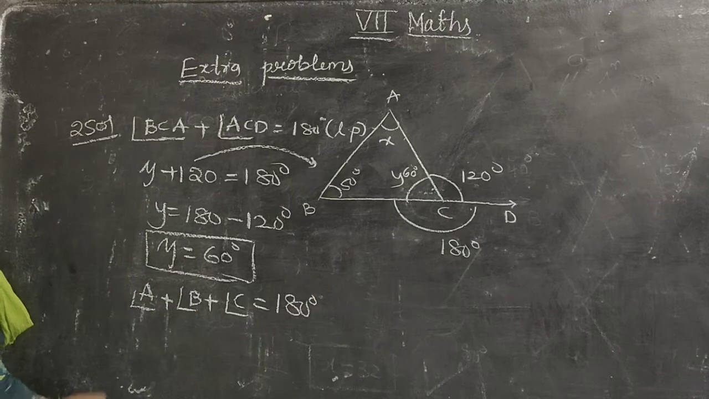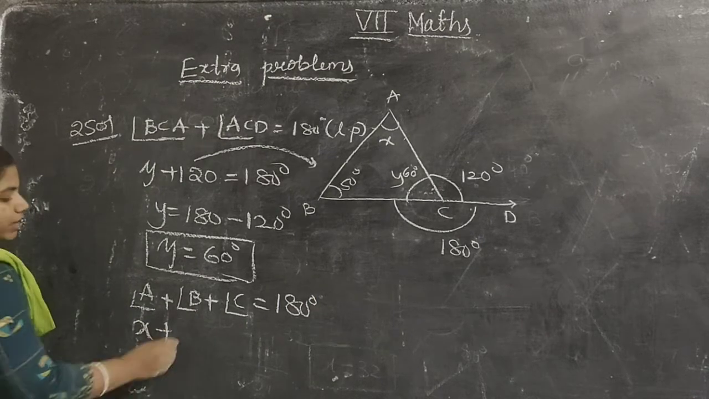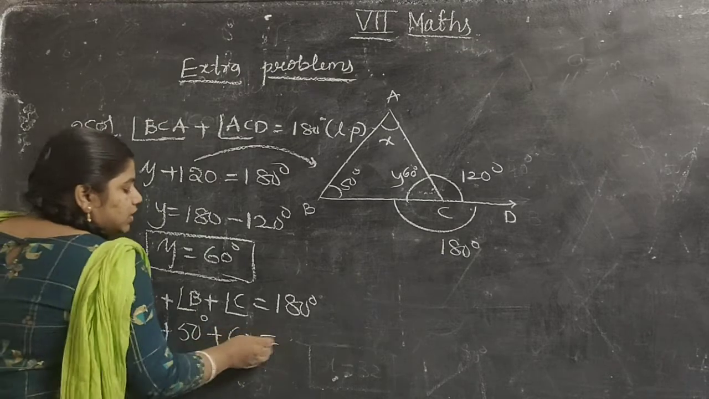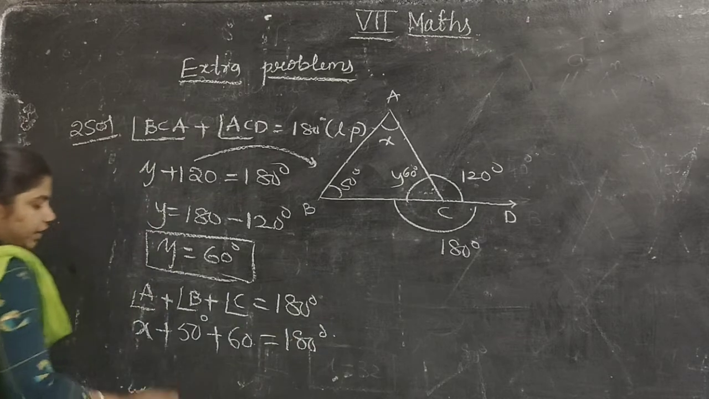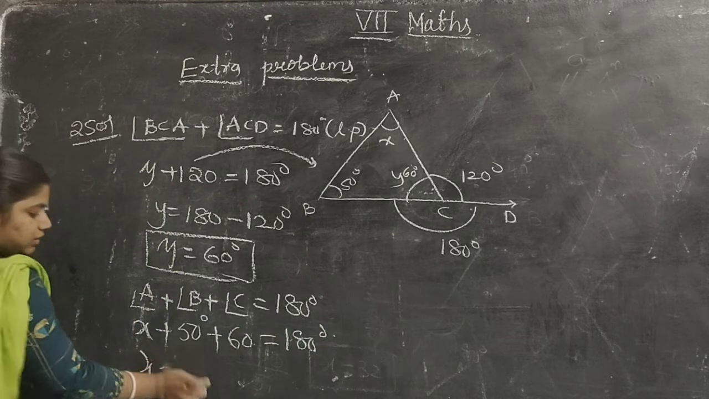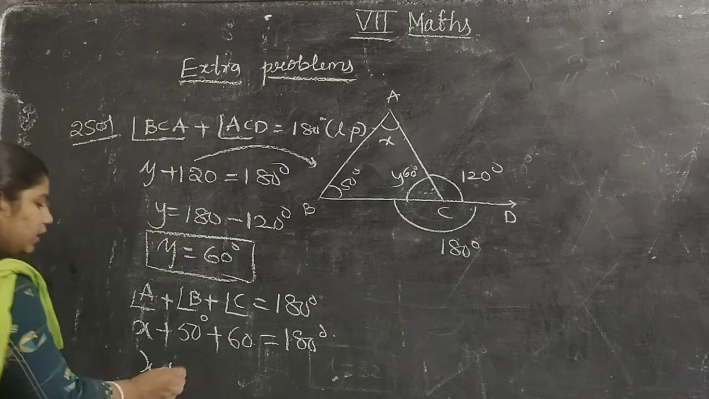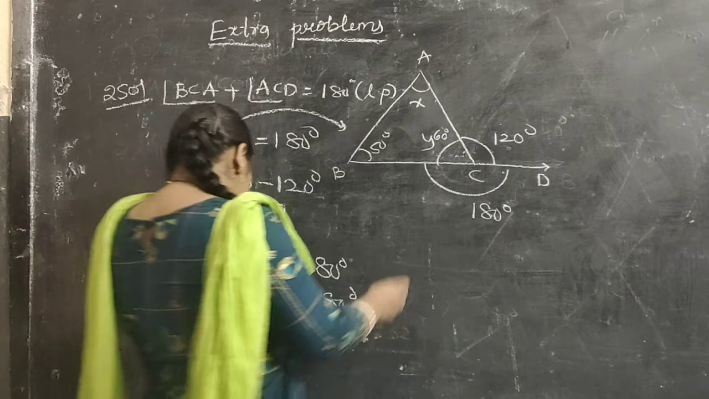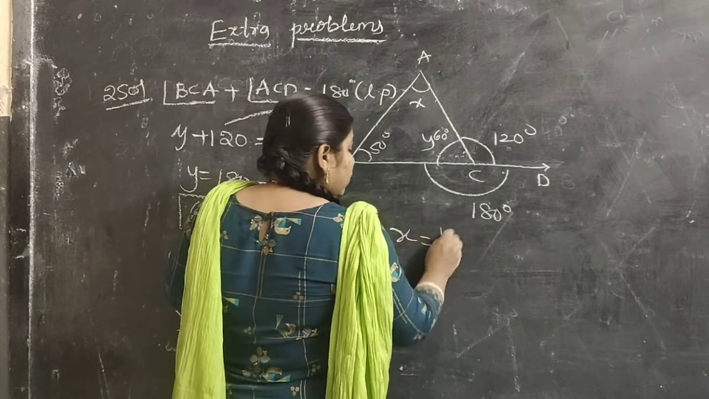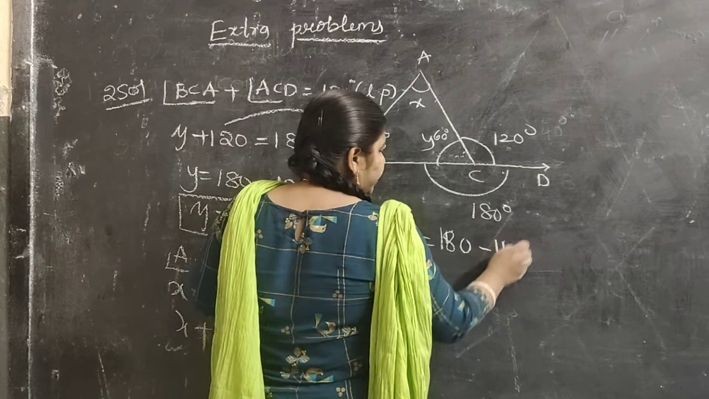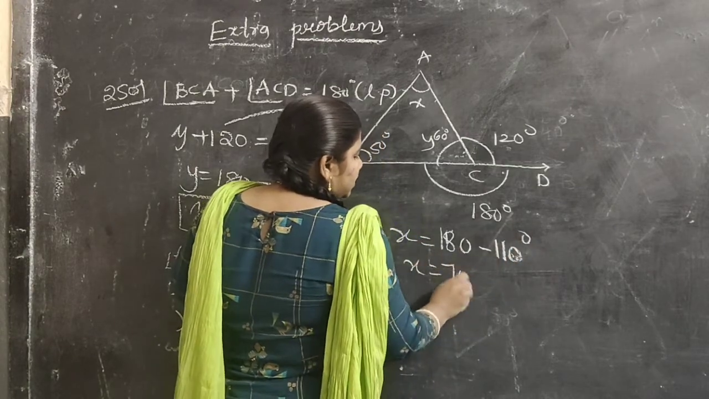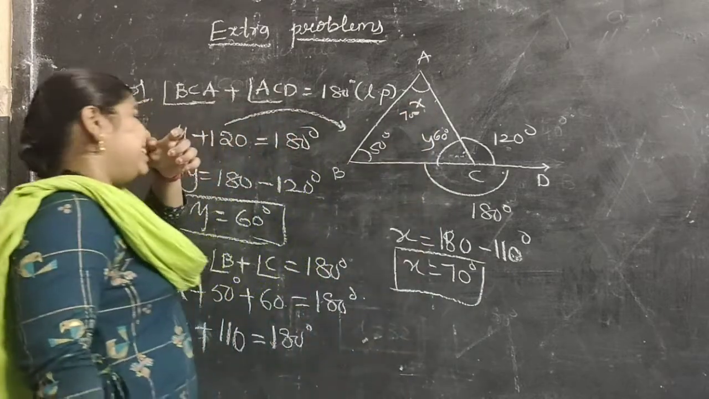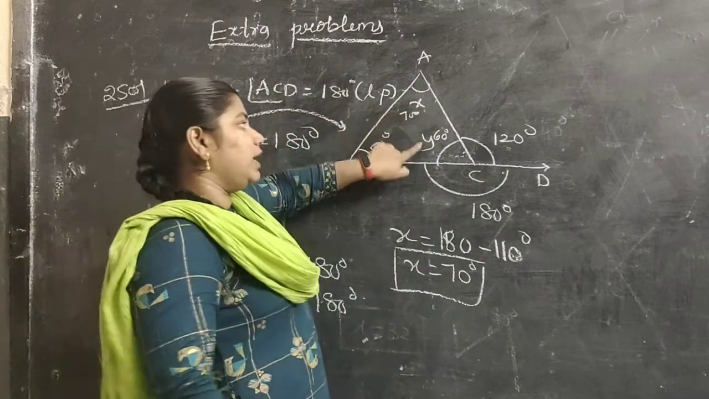So here what is angle A? X plus angle B is 50 plus angle C, how much did you get? That is 60 degrees is equal to 180. So x is equal to 60 plus 50 will be 110, is equal to 180. So transpose the 110 to the other side. So x is equal to 180 minus 110 degrees. So x value is how much? 70. So you got the x value as 70 here. So once again you see this, they have given this figure. We have to find the x value and y value.